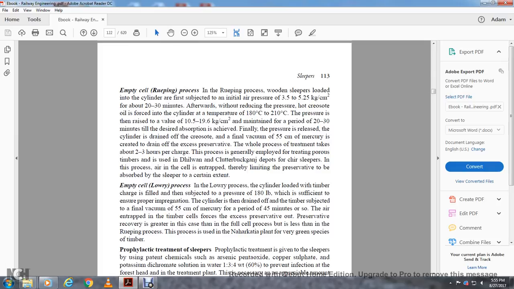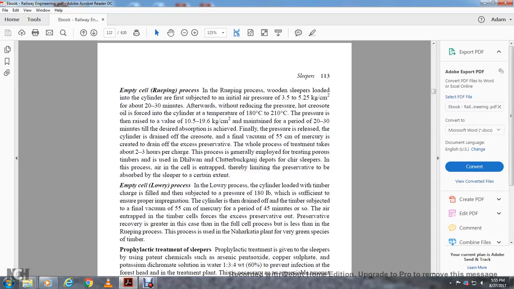The empty cell Lowry process. The Lowry process: the cylinder is loaded with the timber, the chamber is filled with preservative and subjected to a pressure of 180 pounds, sufficient to ensure proper impregnation. The cylinder is then drained off, with the timber subjected to a final vacuum of 55 centimeters of mercury for a period of 45 minutes or so.